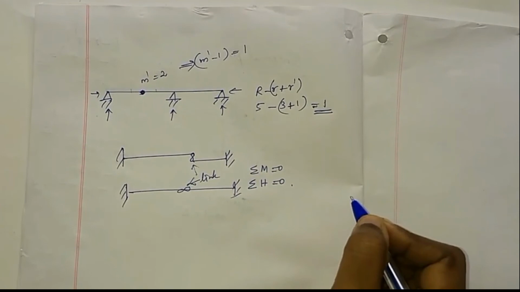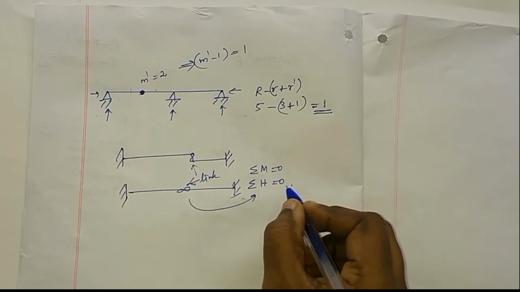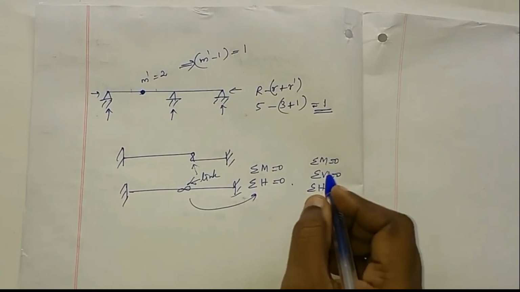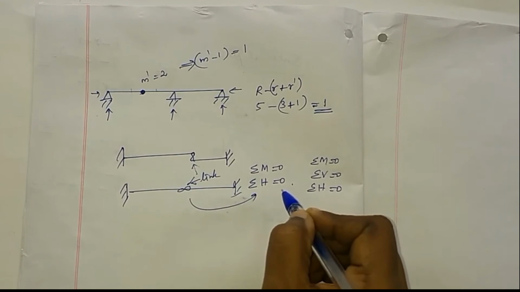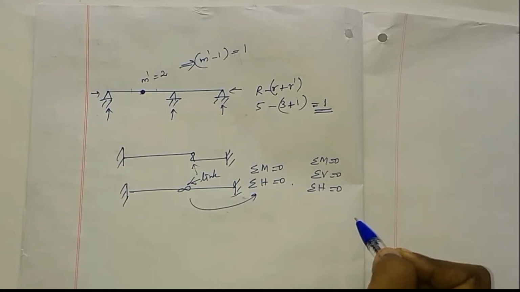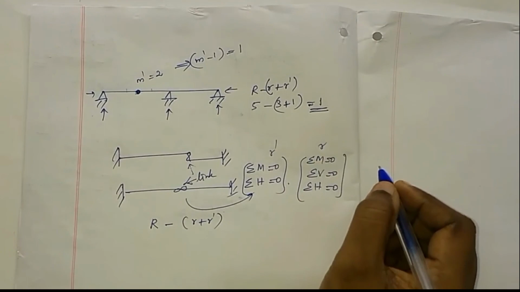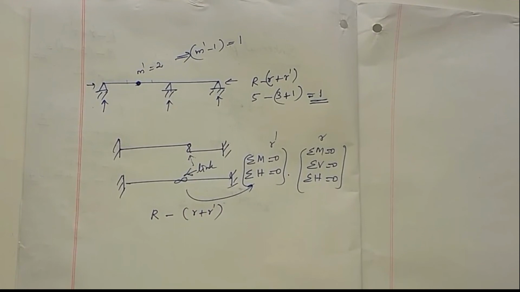Sigma m equal to 0 and sigma h equal to 0 at the link, apart from r equal to 3. Already I have sigma m equal to 0, sigma v equal to 0 and sigma h equal to 0. When there is a link, it gives rise to two extra equilibrium equations such that I can make use of these five equilibrium equations to analyze the given structure. Same equation, R minus r plus r dash. These are the equations for r dash, these are the equations for r, and find out what is the static indeterminacy for this given structure. This r dash is the additional equilibrium equations formed due to an internal pin or due to a link.